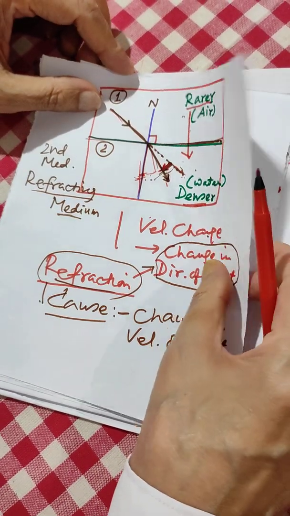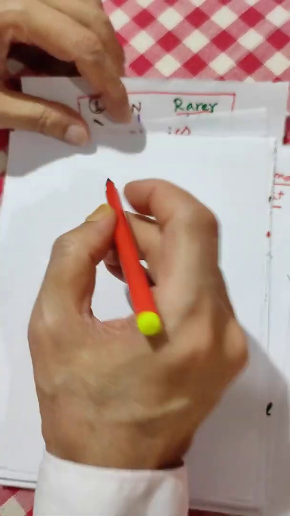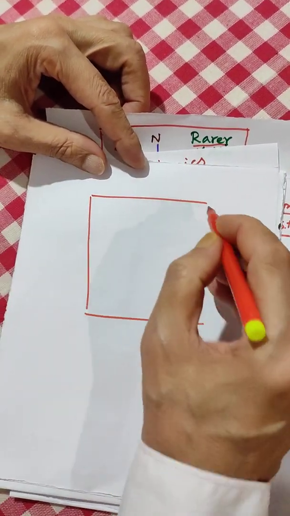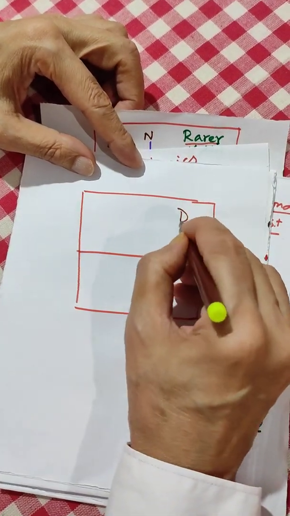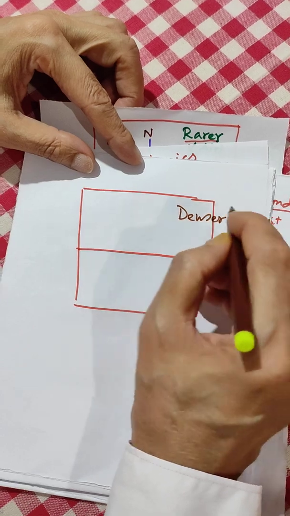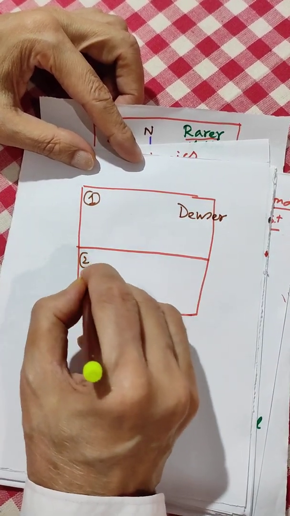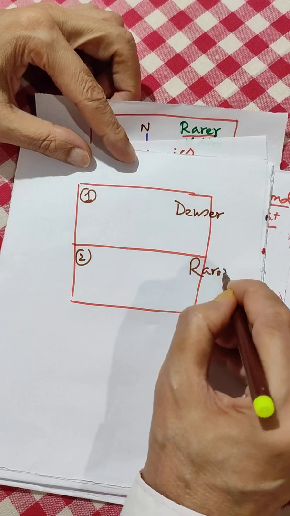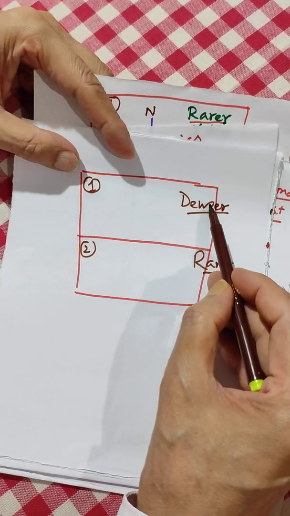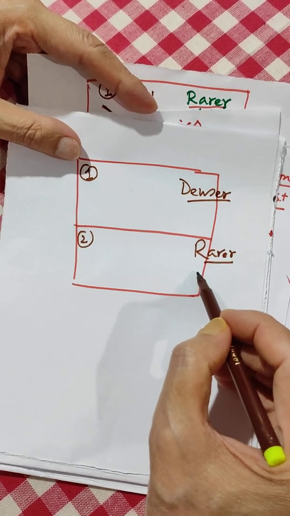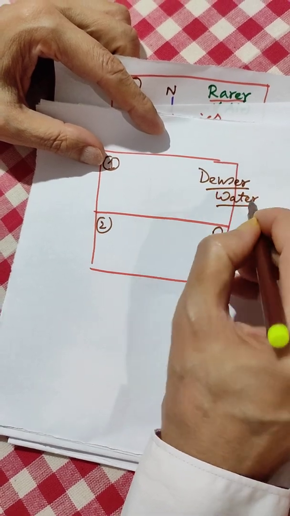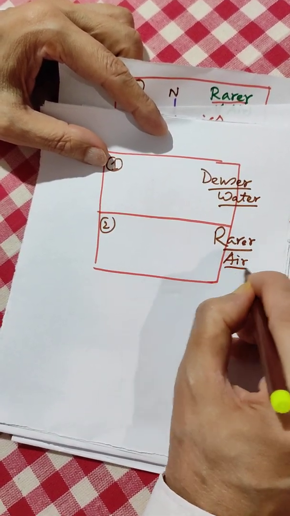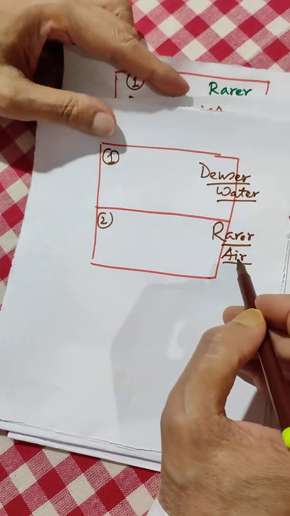Now the opposite will happen if light passes from denser to rarer. For example, again, let us see this diagram. Suppose medium 1 is now denser, and medium 2 is now rarer. Denser means optical density is higher, and rarer means optical density is lower. Suppose denser is water, and rarer is air. It can be water or glass, and this can be air or vacuum.